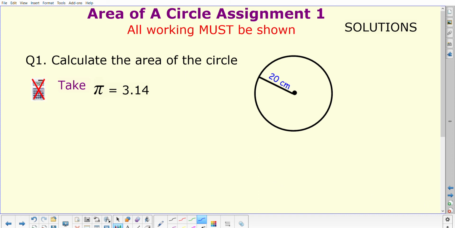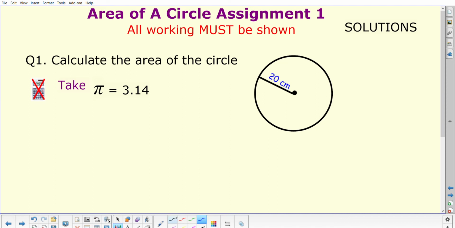So we're going to go over the answers and the full solutions for each of the questions in your assignment from last Friday. So this first question here, calculate the area of the circle, and you're also told to take the value of pi to be just 3.14. So that's the rounded value for pi.